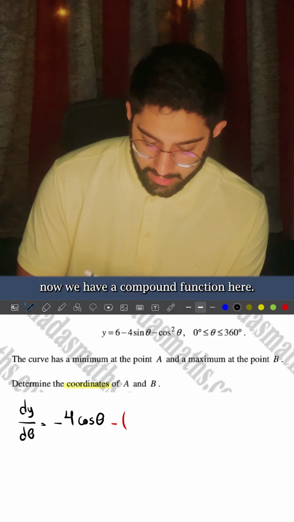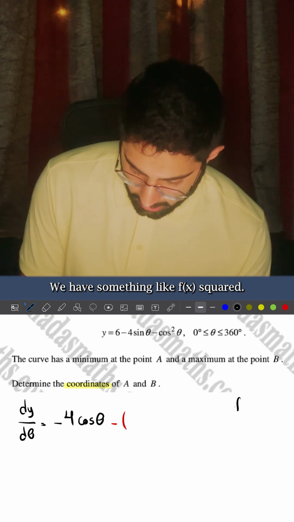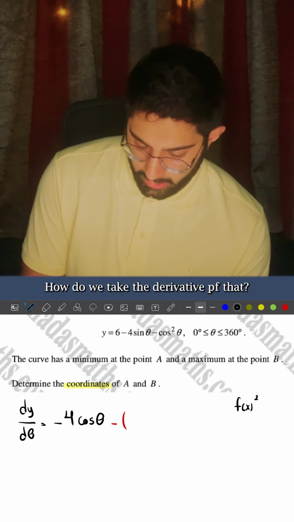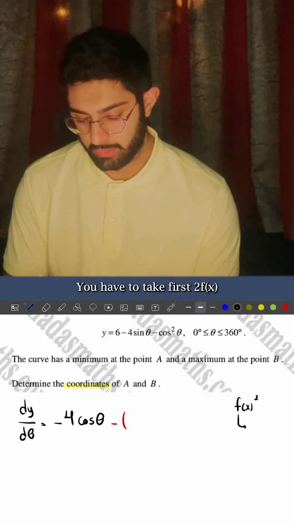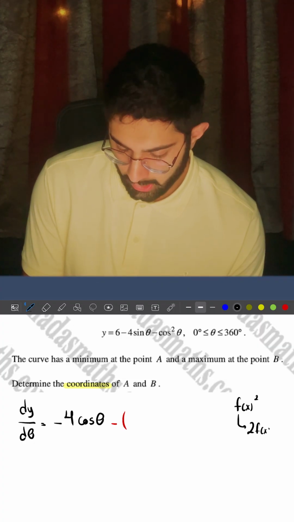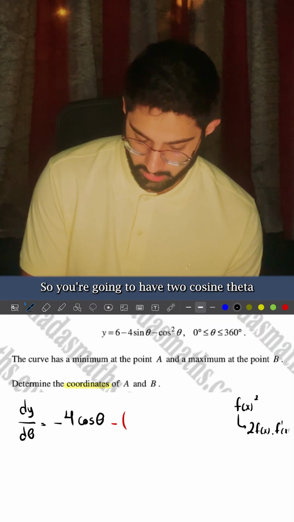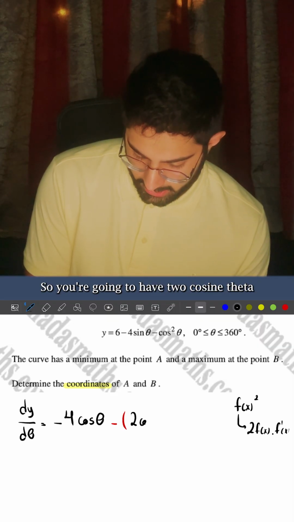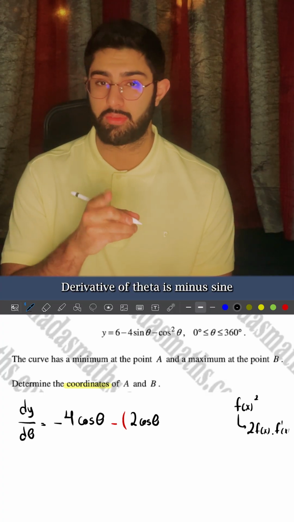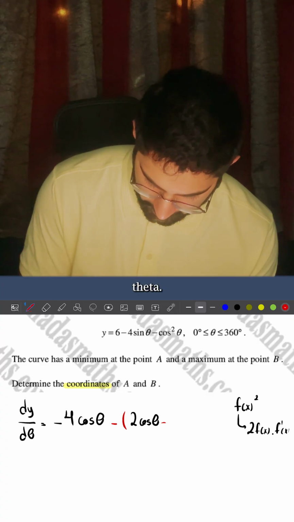Now we have a compound function here. We have something like f of x squared, where f of x is the cosine. How do we take the derivative of that? We have to take first 2 f of x times f prime of x. So we're going to have 2 cosine theta times the derivative of cosine theta. The derivative of cosine theta is minus sine theta.